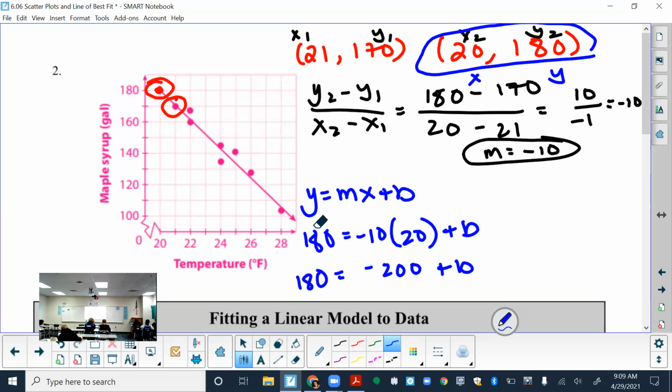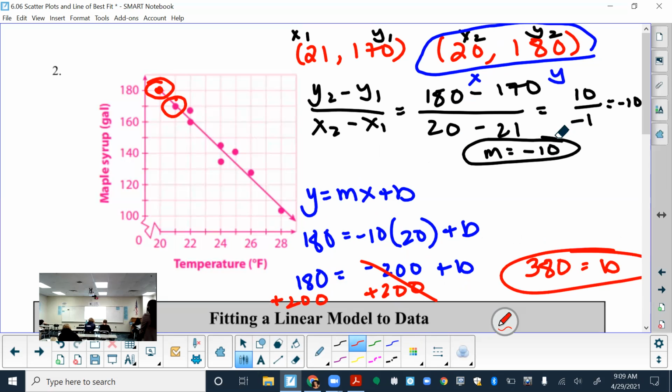How can I get rid of that -200? I could add 200 to make it cancel out to get the B by itself. And then what I do to one side, you do to the other side. So then 180 plus 200 is 380 equal to B. So that's our B value. We have our M value. Just put it together. Y equals -10x plus 380.